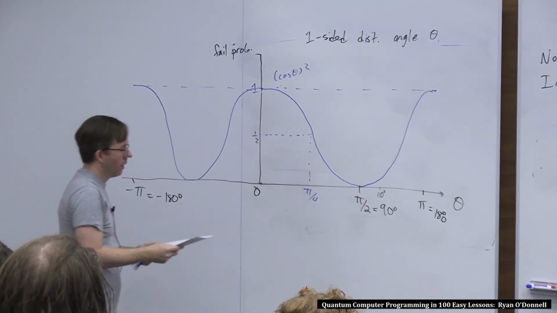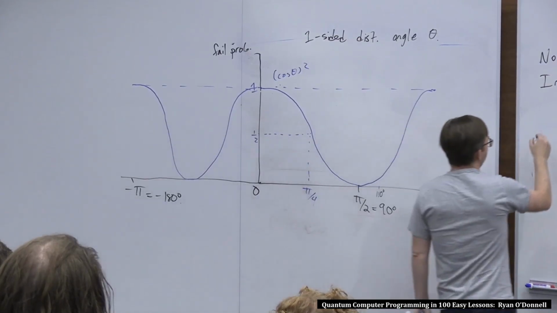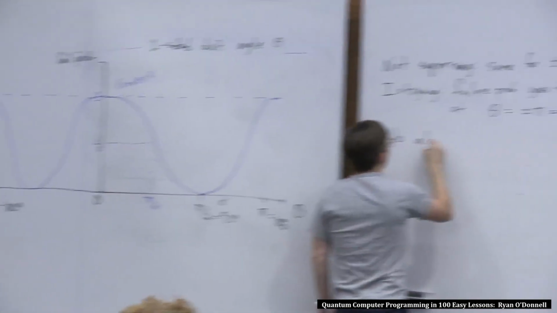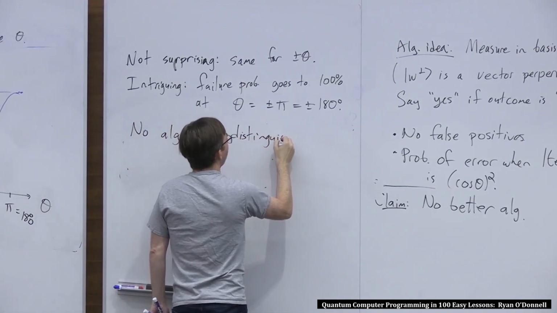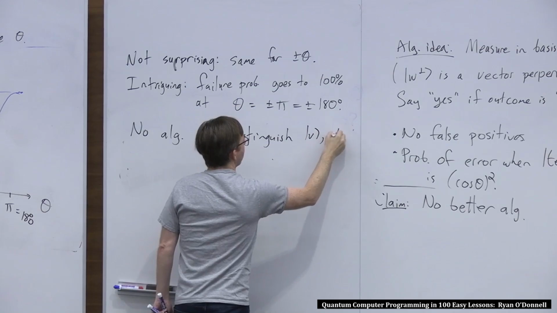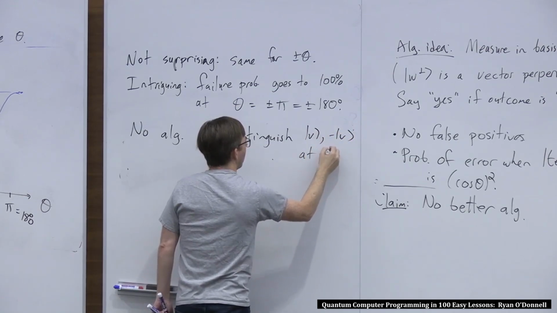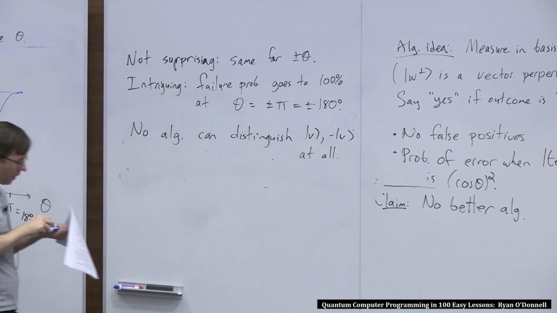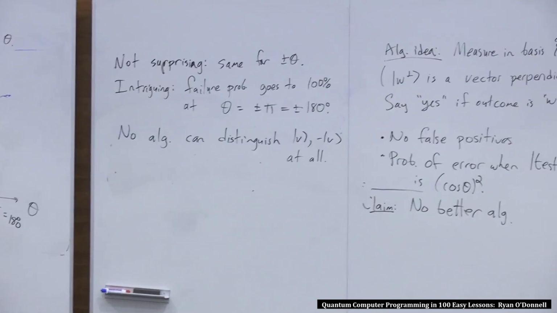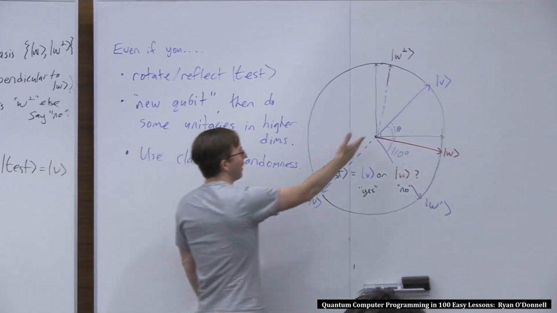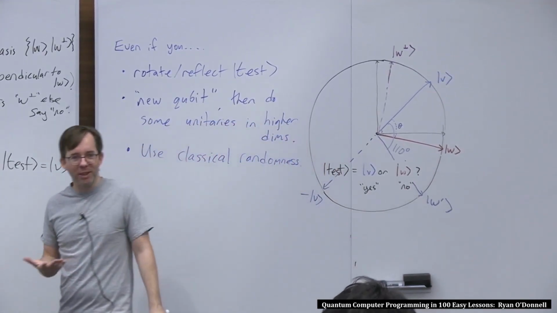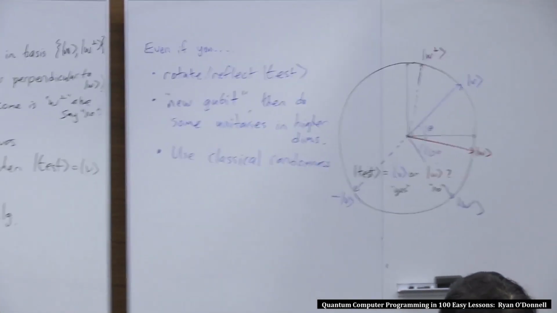Let me write that for emphasis: no algorithm can distinguish at all V and negative V. If you didn't spend much time with quantum, that might seem very surprising to you. You look at the picture, and V and negative V are literally opposites of each other. They should be super easy to distinguish, right?